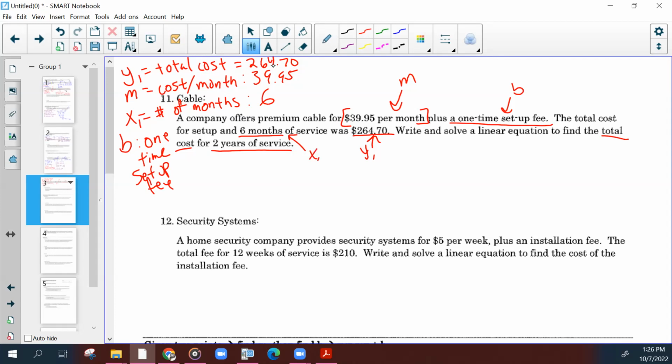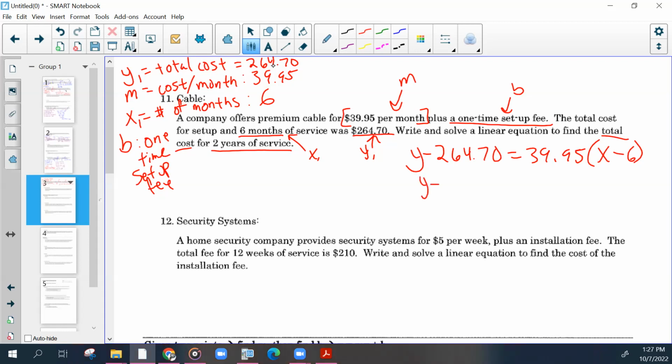But the question is asking to find the total cost for 2 years. So what we're going to end up doing is finding the b so we can go back and find the total cost. So let's work on that first. We know the total cost for what we have was 264. So we're going to start writing it in our point slope. y minus 264.70 equals our slope of 39.95 times our x minus our x1, which was 6. And then start to solve.